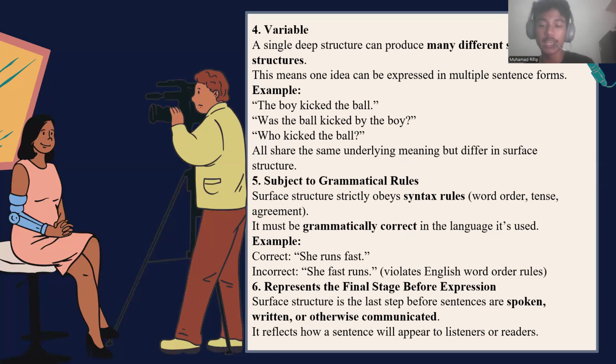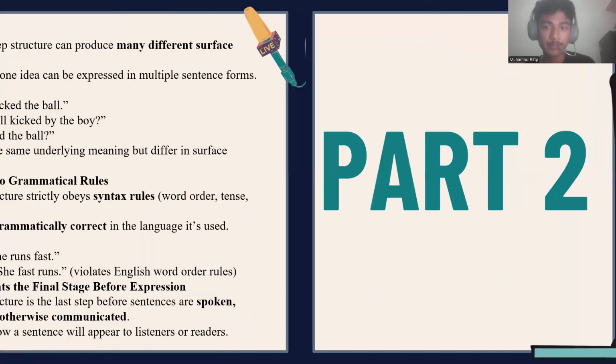Represents the final stage before expression. Surface structure is the last step before sentences are spoken, written, or otherwise communicated. It refers to how a sentence will appear to listeners or readers.